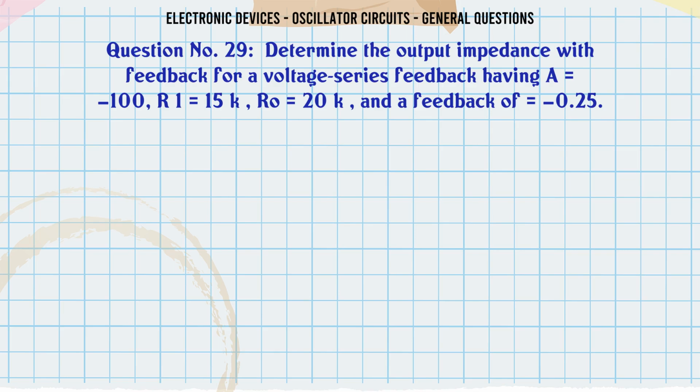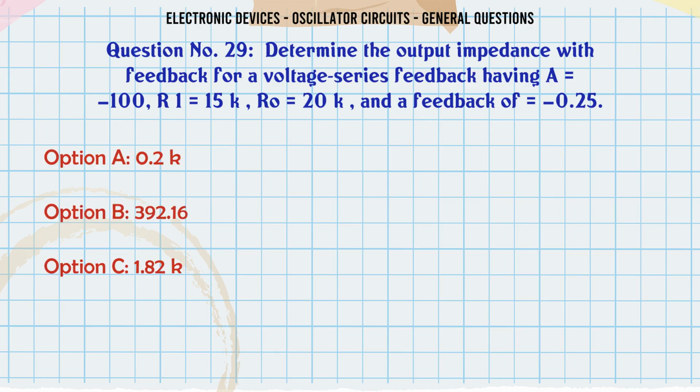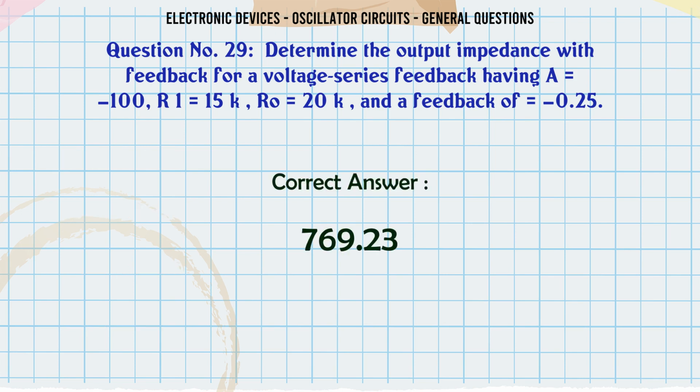Determine the output impedance with feedback for a voltage series feedback having A of 100, R1 of 15K, RO of 20K and a feedback of 0.25. A. 0.2K. B. 392.16. C. 1.82K. D. 769.23. The correct answer is 769.23.